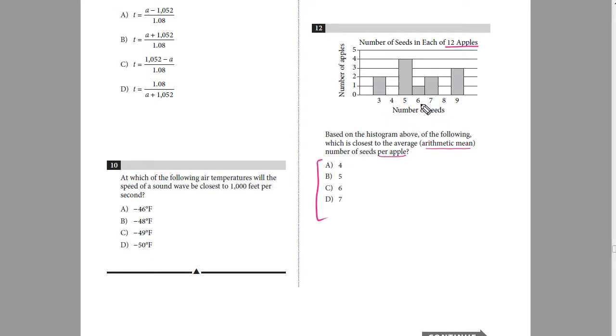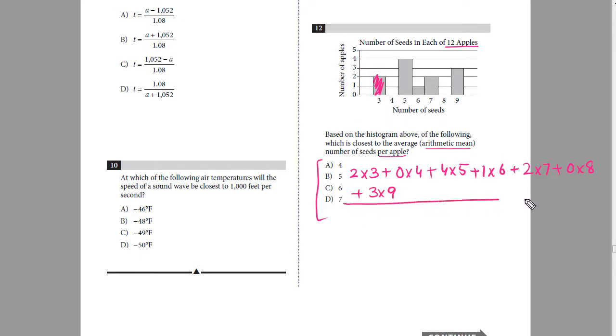So what we will do here is we will find out the average number of seeds first. In order to do that, we have to use the formula for the average. So for this one, there are 3 seeds in 2 apples. So I'll multiply 2 with 3 plus there are 0 apples that have 4 seeds. So 0 times 4 plus 4 times 5 plus for this one apple has 6 seeds, so 1 times 6 plus 2 times 7 plus 0 times 8 plus 3 times 9, and I'll divide the whole thing by 12 because the total number of apples is 12.